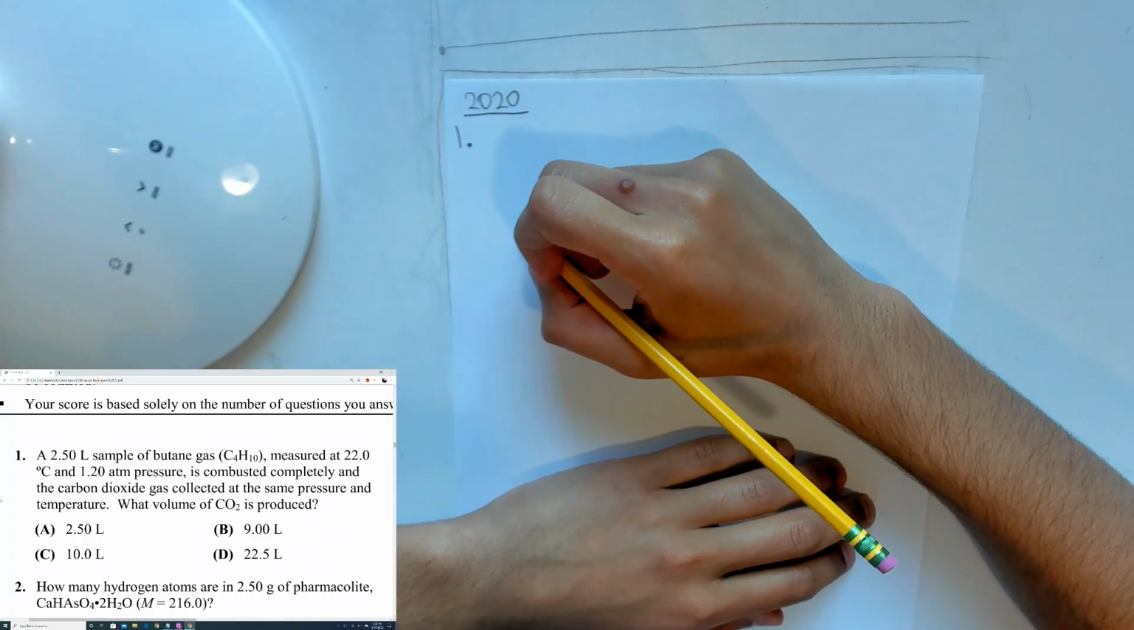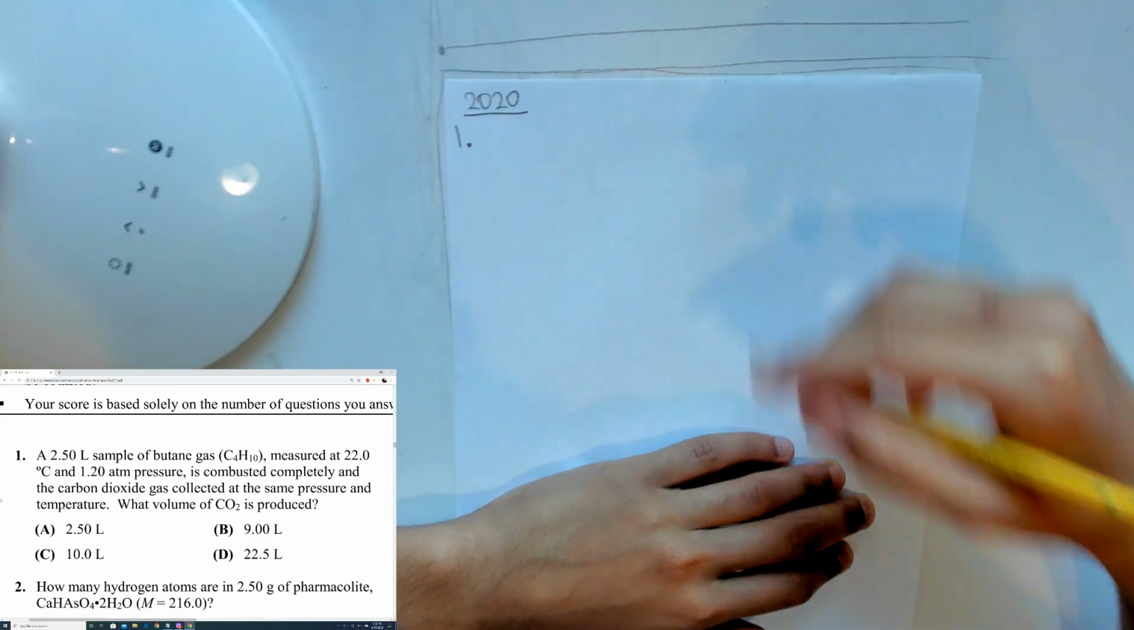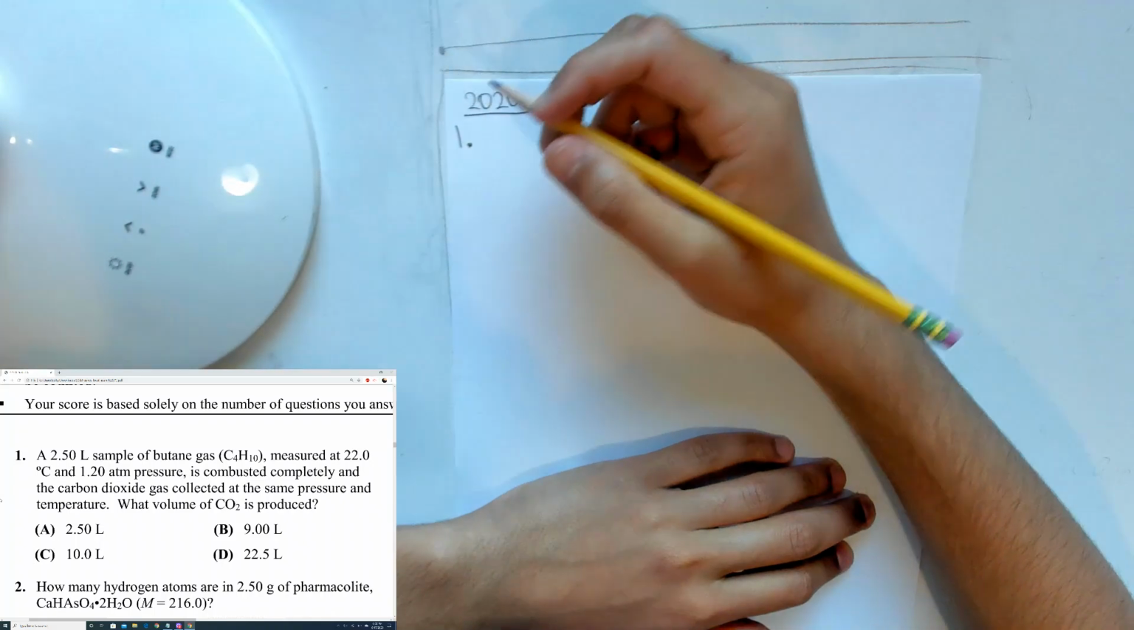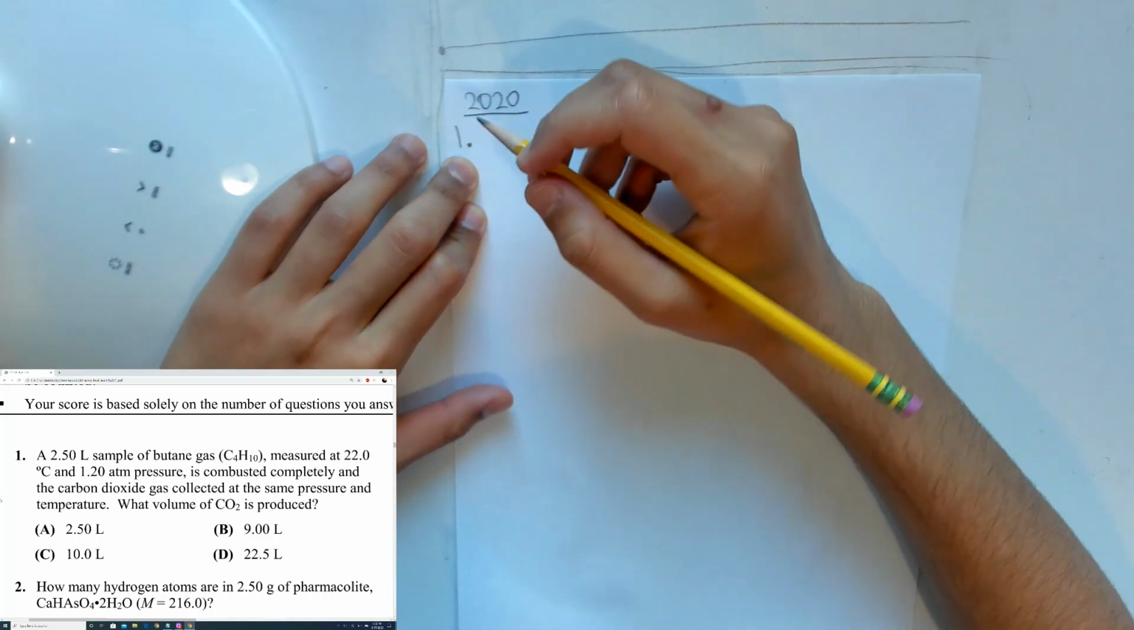A 250-liter sample of butane gas measured at 22 Celsius and 1.2 atm pressure is combusted completely into carbon dioxide gas collected at the same pressure and temperature. What volume of carbon dioxide is produced? So this essentially is just a gas stoichiometry problem, a classic case. We first have to balance the combustion reaction in order to find the stoichiometric ratio.